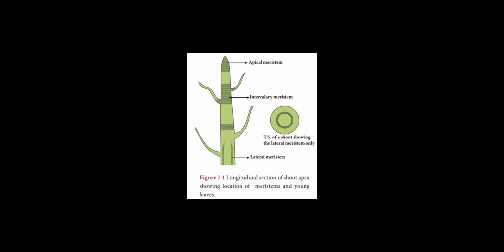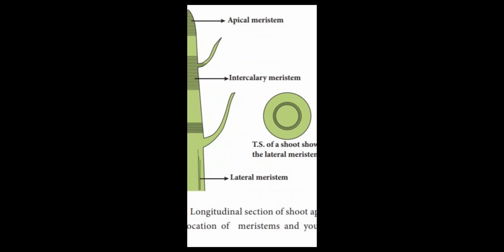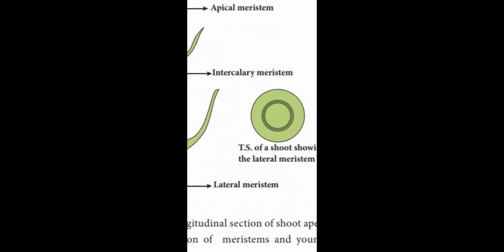Tell me, what is another name of this lateral meristem? Secondary meristem. Can you explain why secondary meristem? It is responsible for secondary growth, which occurs mainly in dicot plants, rarely in monocot plants. So mainly this tissue is present in dicots, not in monocots.